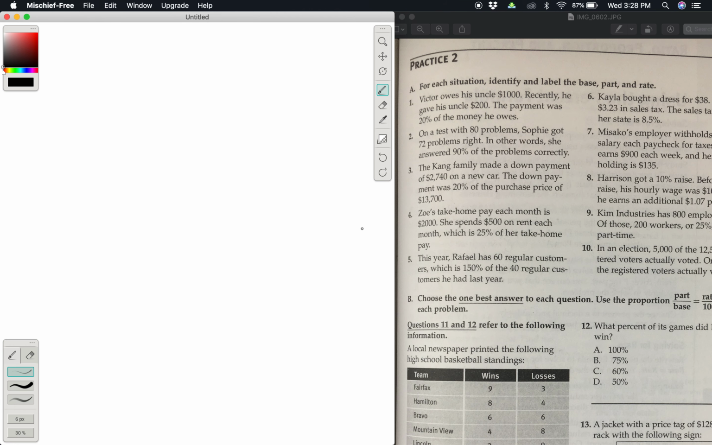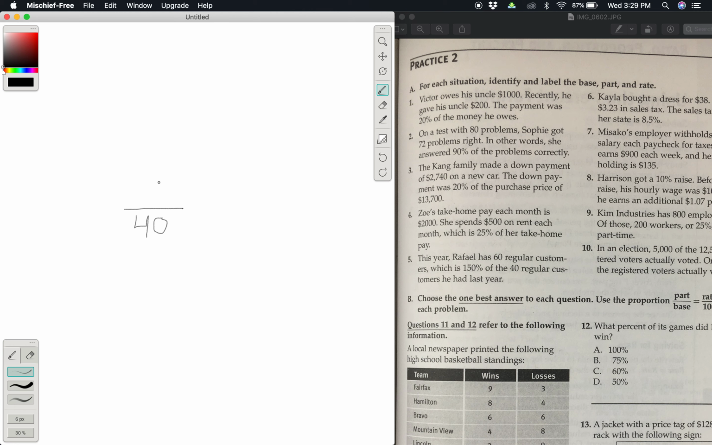Okay, this one's a little trickier. This year, Raphael has 60 regular customers, which is 150% of the 40 regular customers he had last year. So 40 in this particular case is the base, because we're talking about the total amount of customers he had last year. 60 is the one that has changed. 40 has remained the same. The whole last year, 40 is the number of regular customers.